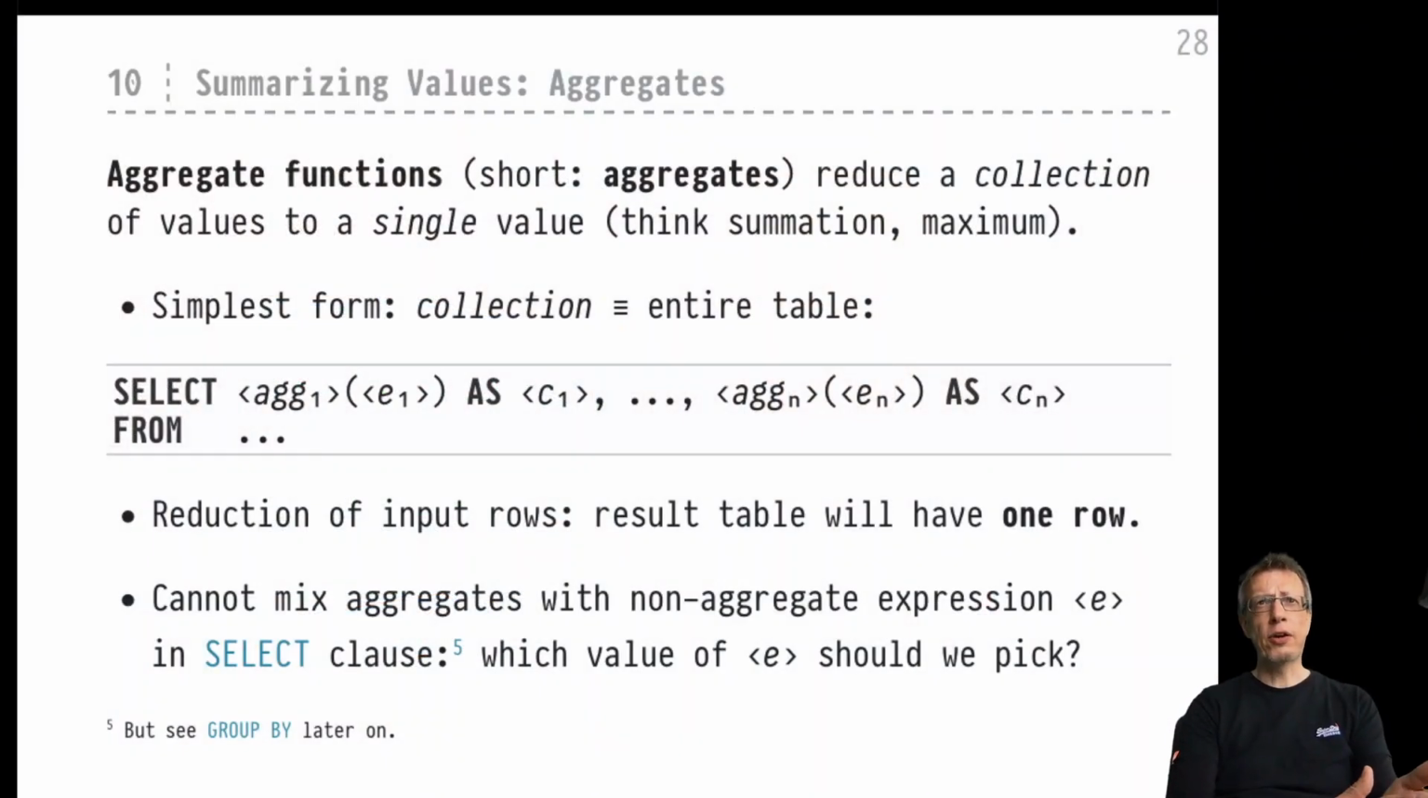Time for another construct to add to the mix, and in this part of the course we will talk about aggregates. Aggregates are the method in SQL to summarize a set, a table of values, and derive a single aggregate, a summarization of these values. Think about summation, or think about computing the maximum of a table or a set of values. This is what aggregates can give us.